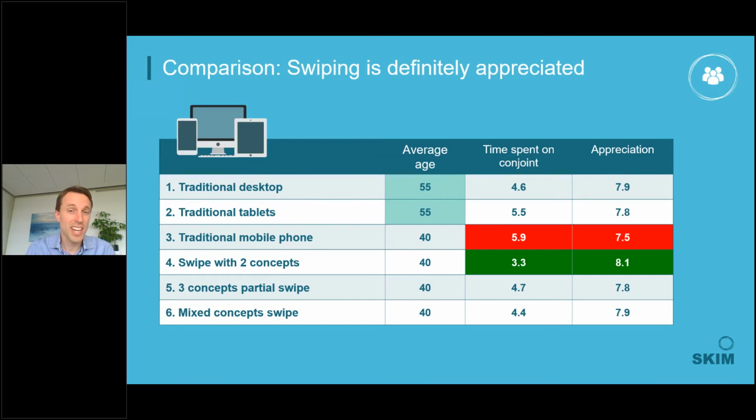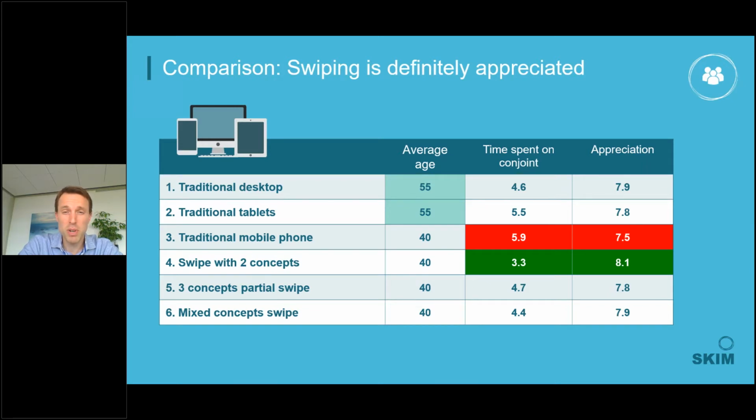So first of all, you see that the average age of the desktop and tablet respondents was a lot higher than the ones on mobile phone. And actually the sample in general was quite old in this study. No offense, but between 40 and 55 years on average. So there's already a difference in sampling. Now, if we look at the time spent on the conjoint, we see that on the desktop and tablet it was between 4.5 and 5.5 minutes. With mobile phones, the spread was a bit more.